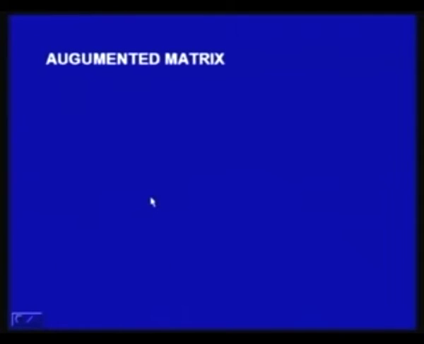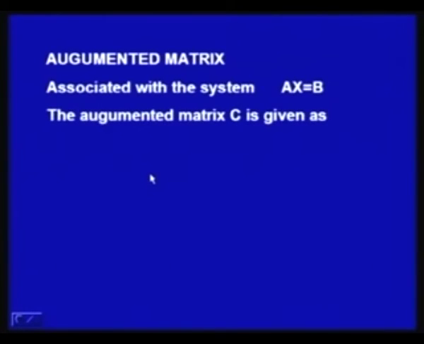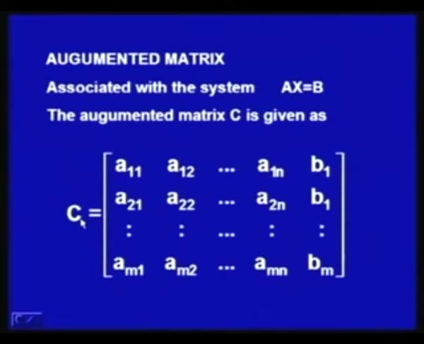We will define an augmented matrix associated with the given system Ax = b, and it is given as this C. You may notice that this matrix has n plus 1 columns. These n columns are the same as the coefficient matrix, and the last is the right hand side. Now, this is a convenient way of expressing the equation in a compact form. The system of equations is written in this compact form.